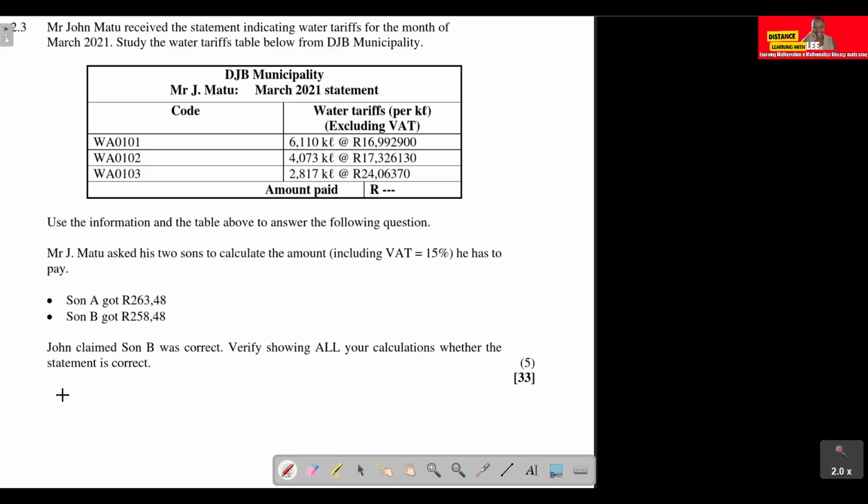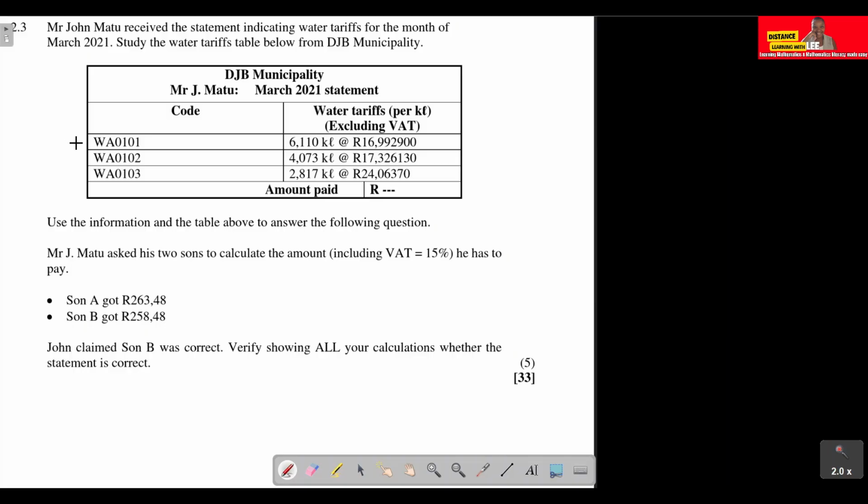Okay, so for us to even tackle this question, the first thing we need to do is determine the total water tariff, or the total water bill, that Mr. John Matu pays. We'll find out the amount excluding VAT first, and then once we've determined that, we're going to add the VAT amount. From there, we'll be able to determine whether the son was correct. Okay, that is basically the steps that we're going to follow.